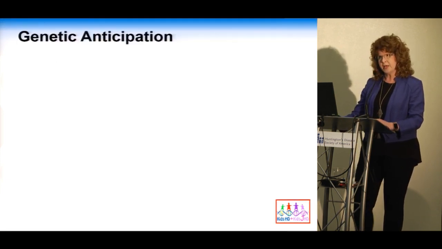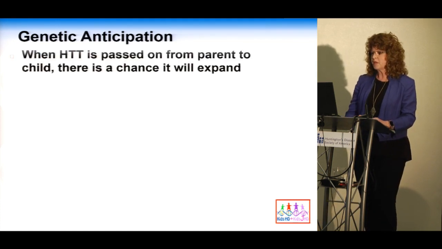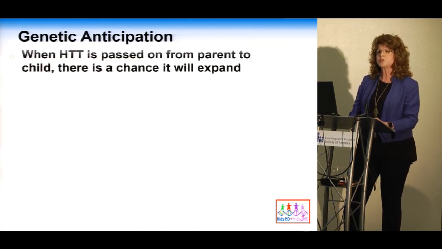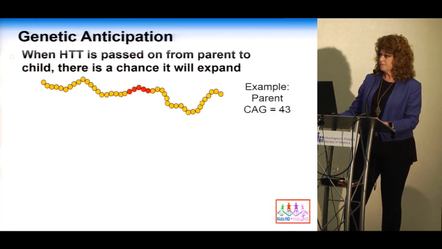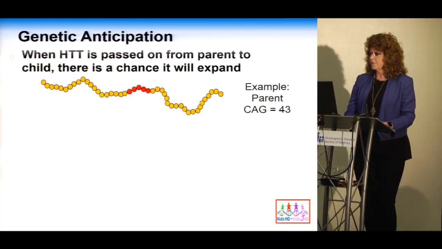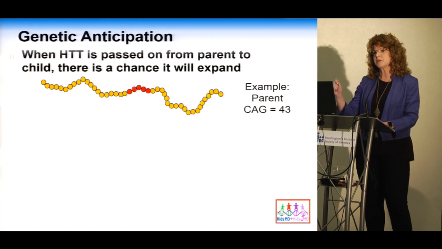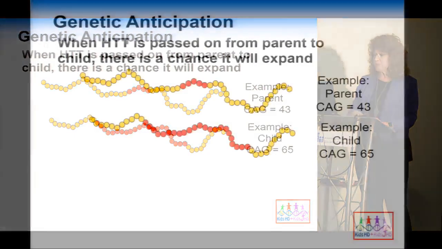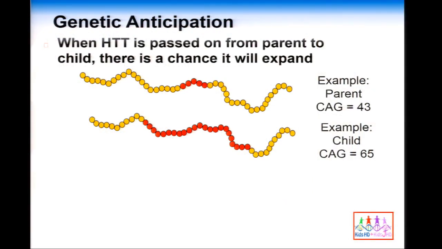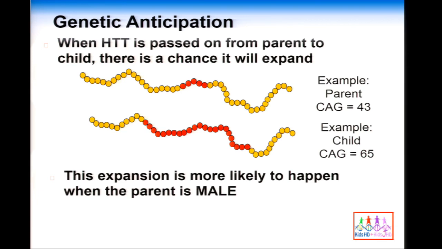Genetic anticipation is a term that you may have heard. It's when the gene is passed on from a parent to a child, and there's a chance that it can actually get longer when it's passed on. So here's an example. That's just a visual. I'm sure you can count, there's more than 4 CAG repeats. But the example would be a parent who gets Huntington's disease because they have a CAG repeat of 43, so they're above that 40 threshold. But when they pass it on, their child has a longer repeat, 65. And now this is a repeat range that would potentially be in the JHD range. So that's called genetic anticipation.